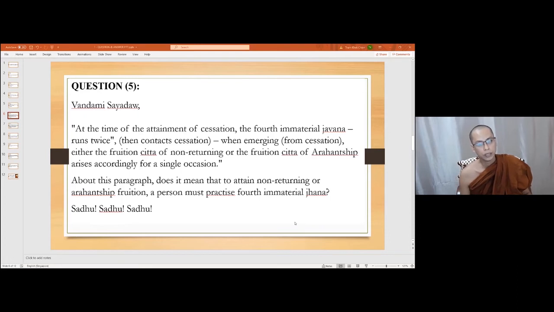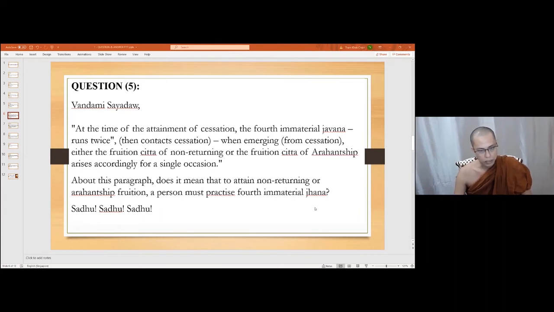Not really that. This refers to the process of how the attainment of cessation arises. Only non-returners and arahants can enter the attainment of cessation, if they have attained the eight samapatti, the eight attainments. So if they have already attained the level of non-returning or arahantship, and also already practiced the eight attainments, then if they wish to experience cessation, which is experiencing the nature of nibbana in this real life, they need to enter the attainment of cessation.